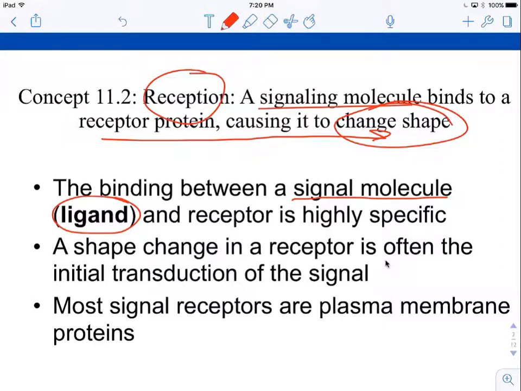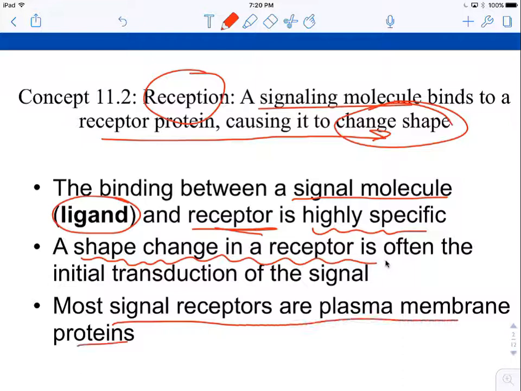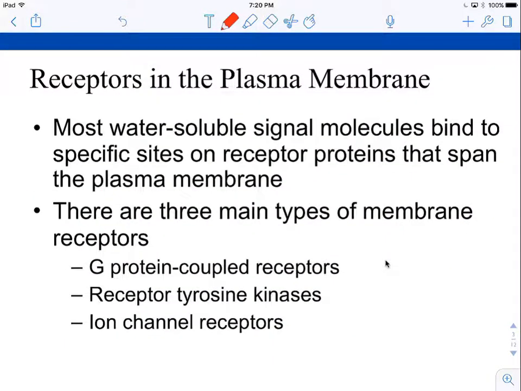The bond between a ligand and a receptor is very, very specific. So one ligand bonds to a specific receptor, and that receptor can only recognize a particular ligand. Okay? Once the ligand binds, it induces a change in shape in the receptor. And that helps to transmit the signal across the plasma membrane. Okay? Most receptors are plasma membrane proteins. So let's look at some of those.